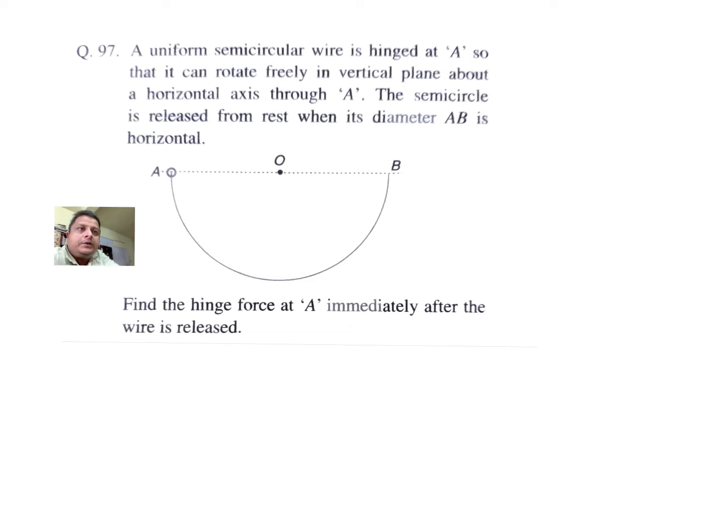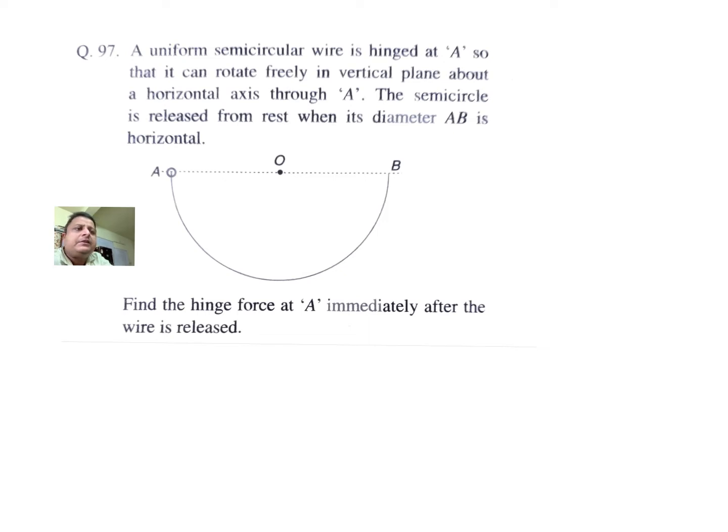So here a uniform semicircular wire or a ring is hinged at point A so that it can rotate freely in a vertical plane about the horizontal axis through A. So this is A where the hinge is. Now when it is released, this diagram is shown. That means the diameter AB is horizontal. Find the hinge force at A immediately after the wire is released.